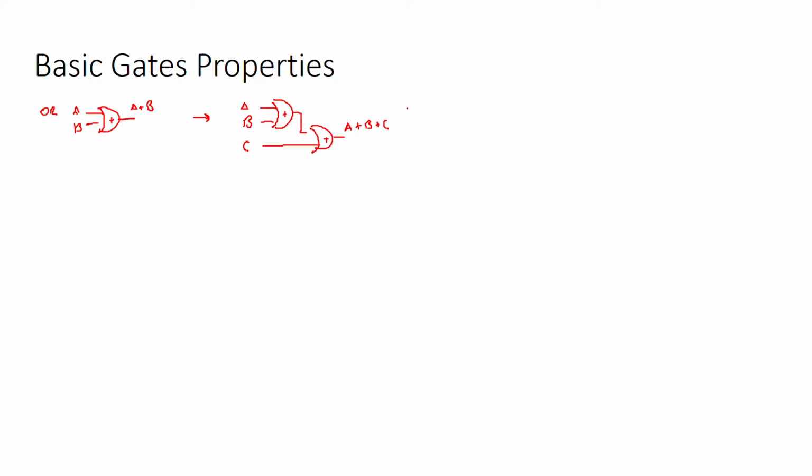And well, this thing is equivalent to writing a big arrowhead with a plus inside and just writing A, B, and C, like this thing over here. And this does exactly the same thing as the previous one. So, for the AND, it works in a very similar fashion.